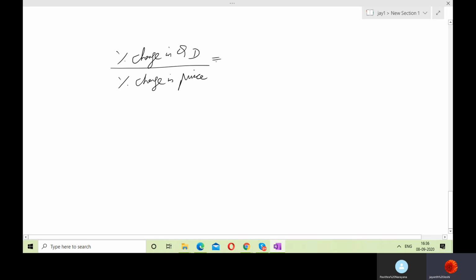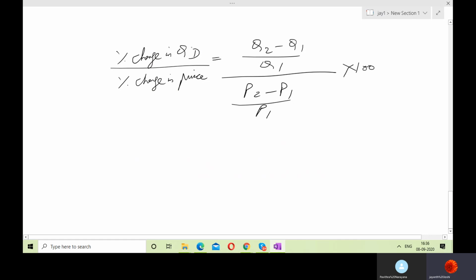And percentage change in demand is nothing but, suppose you have a demand. So here there is a question, we will see how it goes. There are two quantity demands. I'll put them as q1 and q2. So (q2 minus q1) by q1, whole divided by (p2 minus p1) by p1, into 100. This will give you the price elasticity of demand with respect to the percentage method. Okay, now let's see the question.